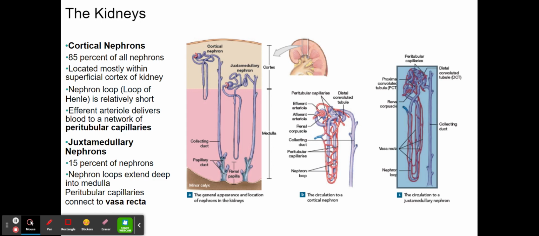The remaining 15% of nephrons, termed the juxtamedullary nephrons, have long nephron loops that extend deep into the medulla. In the juxtamedullary nephrons, the peritubular capillaries are connected to the vasa recta, which are long, straight capillaries that parallel the nephron loop. Cortical nephrons do most of the reabsorption and secretion in the kidneys because they are more numerous than juxtamedullary nephrons. However, as you'll see later in the module, it is the juxtamedullary nephrons that enable the kidneys to produce concentrated urine.